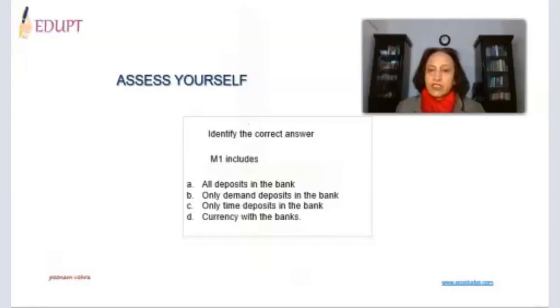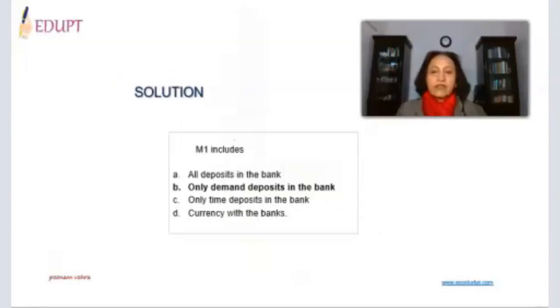M1 comprises of A. All deposits in the bank. B. Only demand deposits in the bank. C. Only time deposits in the bank. And D. Currency with the banks. Please check your answer. The correct answer is option B. That is, M1 comprises only demand deposits with the bank. M1 is considered to be the most liquid asset.